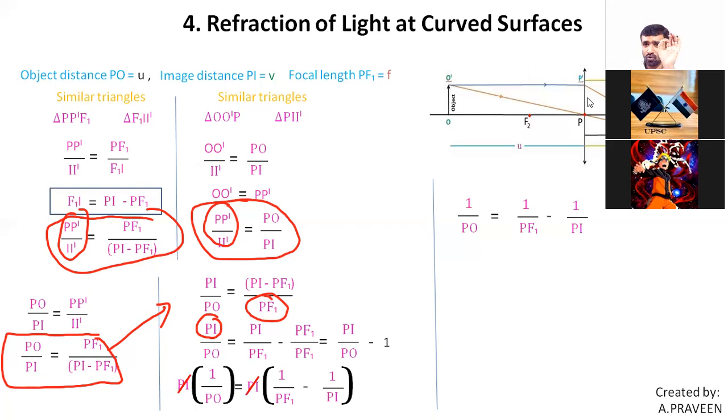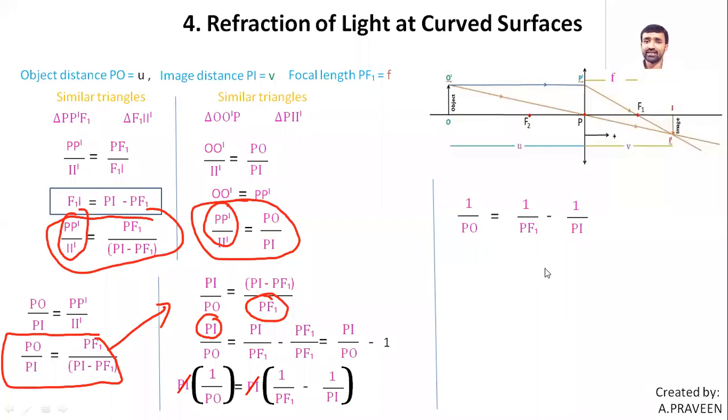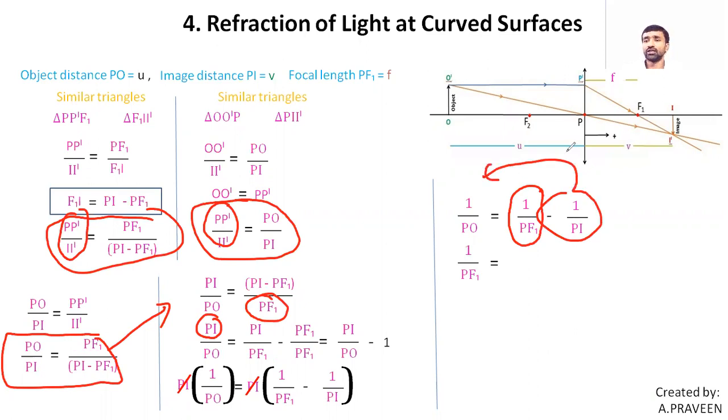I depended only on the similar triangles concept here, right? For curved surfaces, the exterior angles concept. For lenses, the similar triangles concept. Okay, then 1 by PO is equal to what? 1 by PF1 equal to, because I'm giving you a relation to find the focal length. So this F1 is taken as LHS, then the remaining will be transferred to the other side. So here what I will write, 1 by PF1 equal to 1 by PO plus 1 by PI.